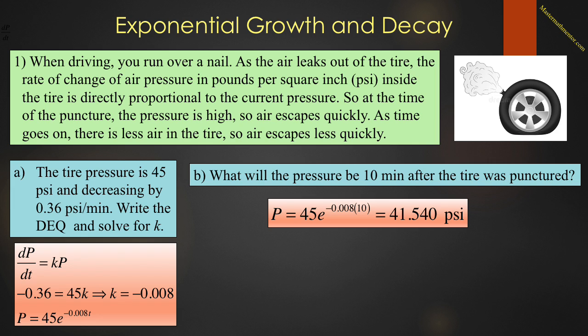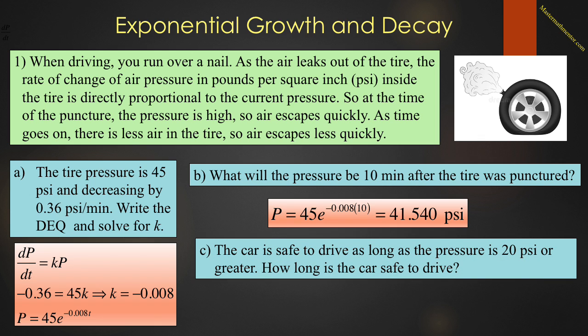Part B asks what will the pressure be 10 minutes after the tire was punctured. So therefore we simply plug in 10 into our equation and we get P equals 45e to the negative 0.008 times 10, which is 41.540 psi. This tells us that this is a very, very slow leak.